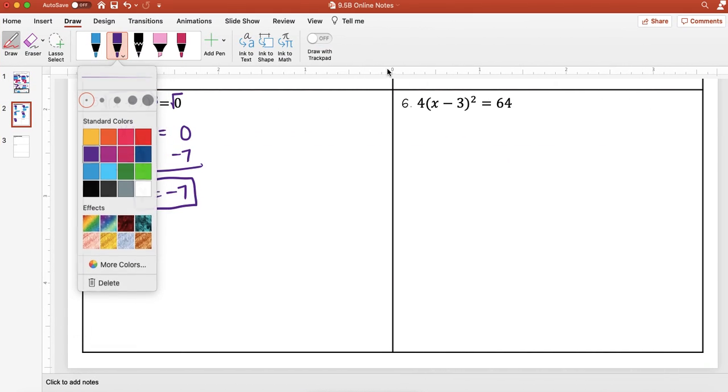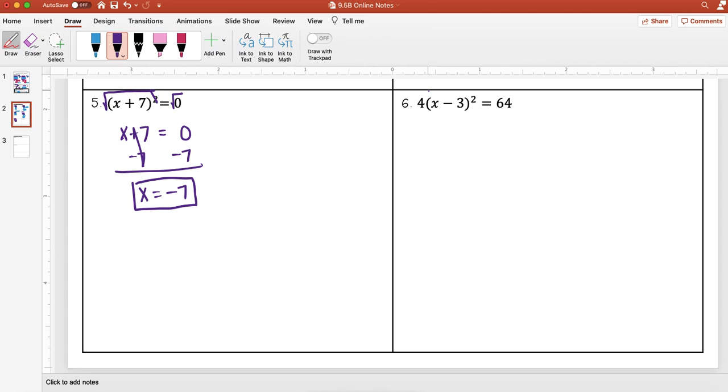Now this last one looks a little bit different. I now have this 4 in front. So you'll want to treat this just like if it was 4x squared equals 64 and divide both sides by 4 first before you take the square root. So I'm going to divide by 4. So I have x minus 3 squared is equal to 16. And then now from here I can go ahead and take the square root. The squared term needs to be completely by itself before you can take the square root.